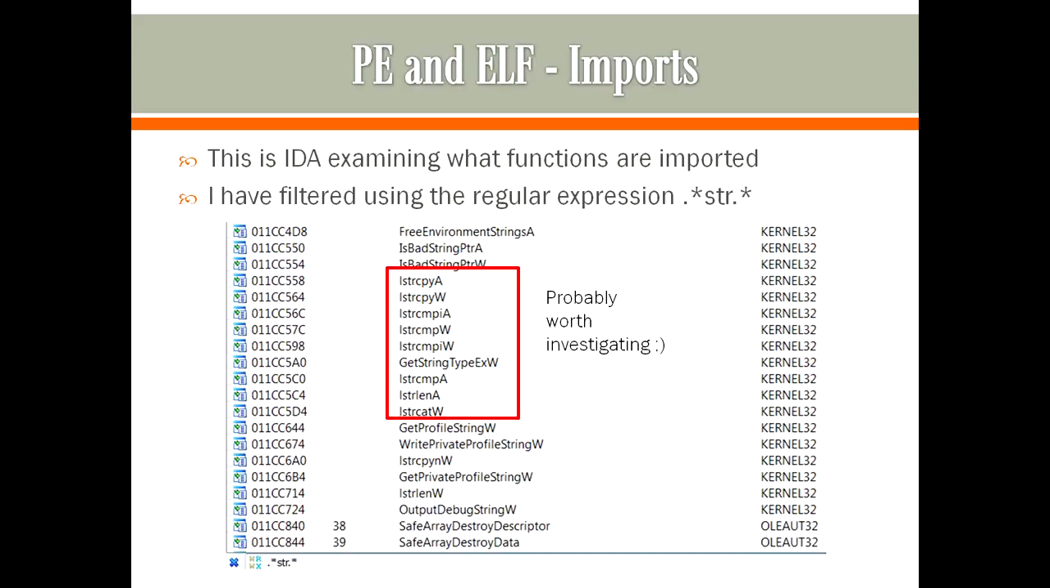To look at the imports of a binary, you can open it in IDA, for example, and click on the Import tab. In this image, we're showing you what string libraries are imported. This is useful if you want to identify if the binary is using any vulnerable string functions.